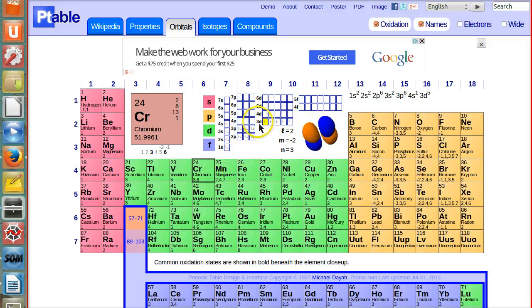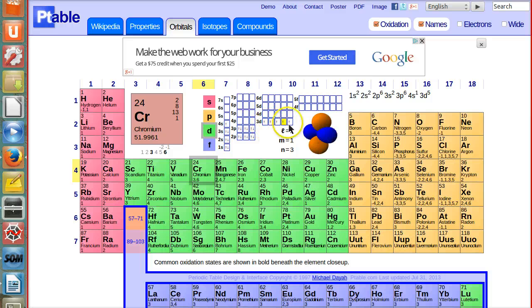So you see the 3D here? We're in, now, oh, look at that, we're in row 4. So that's a little discrepancy here, but remember, the row corresponds to the outermost principal energy level. Chromium has an outermost energy level of 4. Okay, it actually has an electron in its 4s sublevel. So 4 is its outermost sublevel.